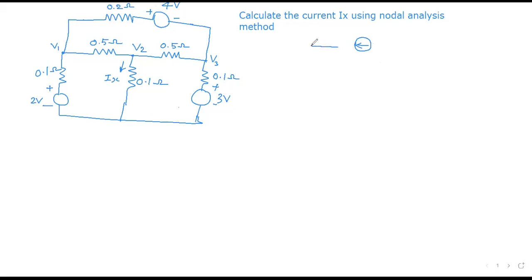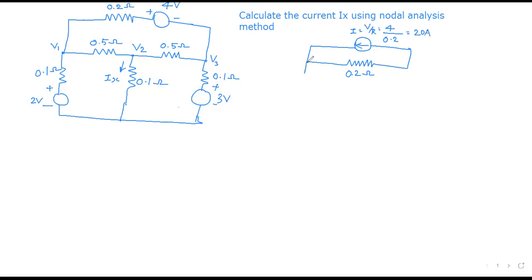For current sources, the resistor should be connected in parallel with the source. That is very important. In the circuit, the resistor is connected in series with the voltage source, but after conversion, the resistor should be in parallel with the current source. The resistor value is the same, 0.2 ohm. But for the current, what is the formula? I equals V by R. What is V? It is 4. 4 by 0.2, which is equal to 20 amps. That is the current value of this current source.